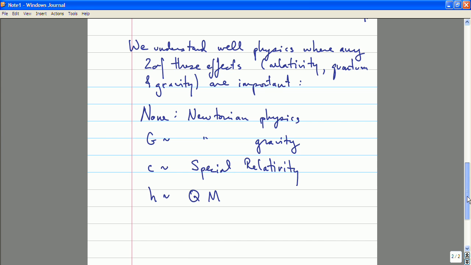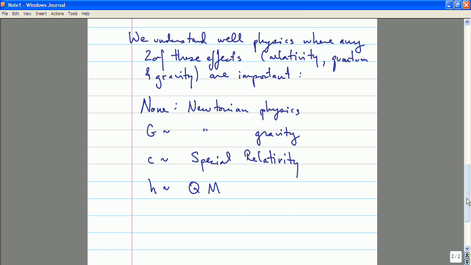And we also understand well the theories where any two of these are relevant. So if both relativity and quantum mechanics are relevant, then that's a theory that we call quantum field theory, which I alluded to in the first lecture. And that is the theory of the standard model of particle physics. So, indeed, perhaps by the end of this class, I will explain to you why it is that when both relativity and quantum mechanics are important, one is forced to study particle physics.